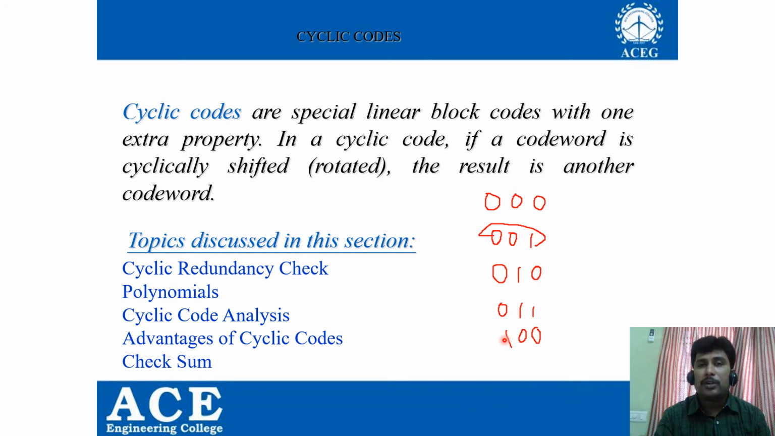So if a code word is cyclically shifted and that results in another valid code word, then you call those kinds of linear block codes cyclic codes. So this is what we are going to discuss in this topic. We are going to discuss topics like cyclic redundancy check. How do you implement cyclic redundancy check for polynomials? Then what do you mean by cyclic code analysis? What are the advantages of adopting cyclic codes? And last but not least, what do you mean by checksum? So we are going to discuss these topics under cyclic codes. Cyclic code: a linear block code with the property that if it is cyclically shifted, it results in another valid code word.